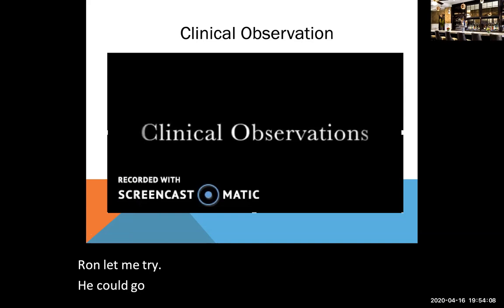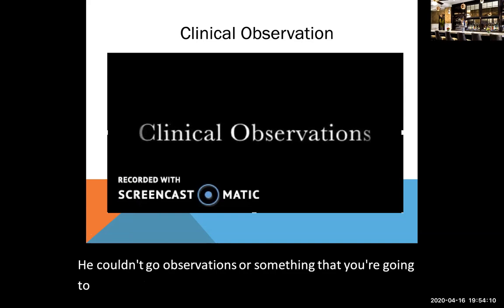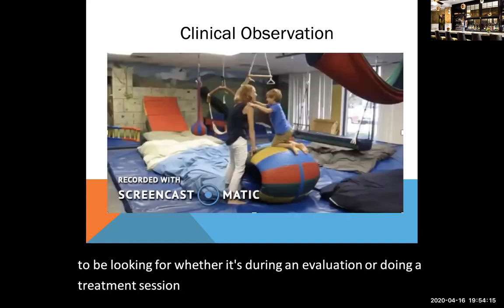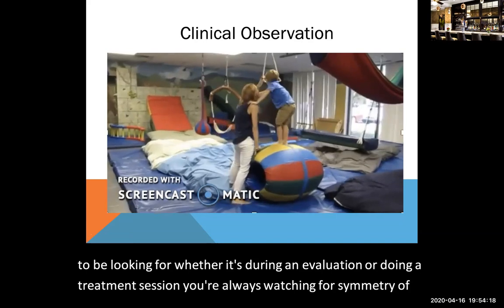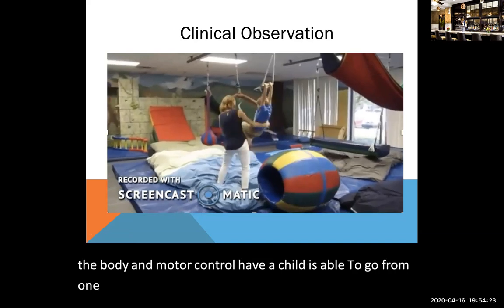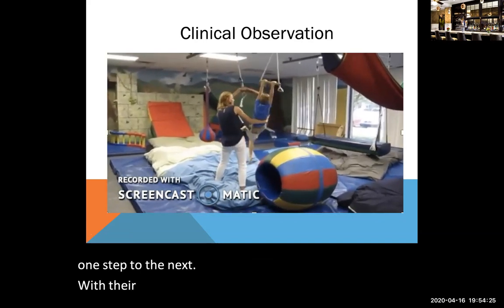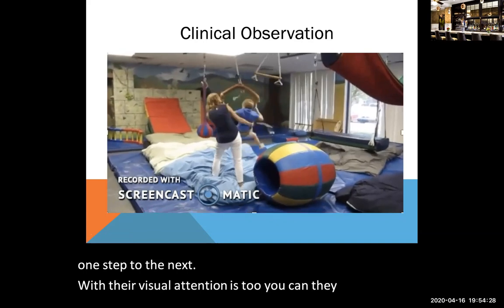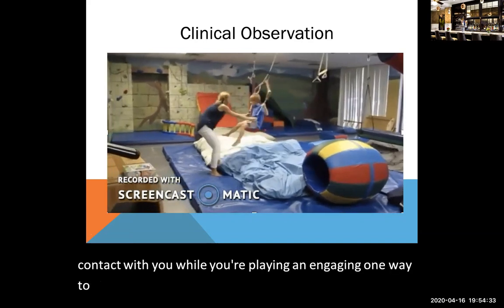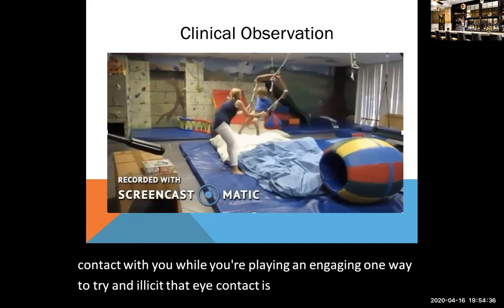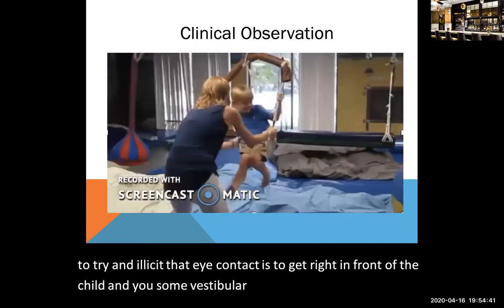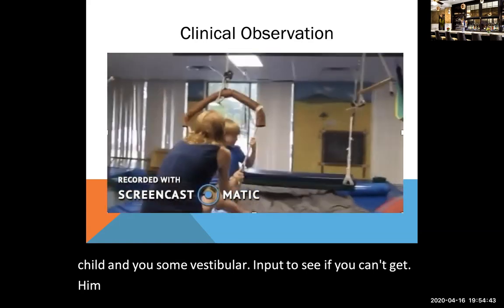Clinical observations are something that you're going to be looking for, whether it's during an evaluation or doing a treatment session. You're always watching for symmetry of the body and motor control, how a child is able to go from one step to the next, what their visual attention is to you. Can they maintain eye contact with you while you're playing and engaging? One way to try and elicit that eye contact is to get right in front of the child and use some vestibular input to see if you can't get him to look right in your eyes.